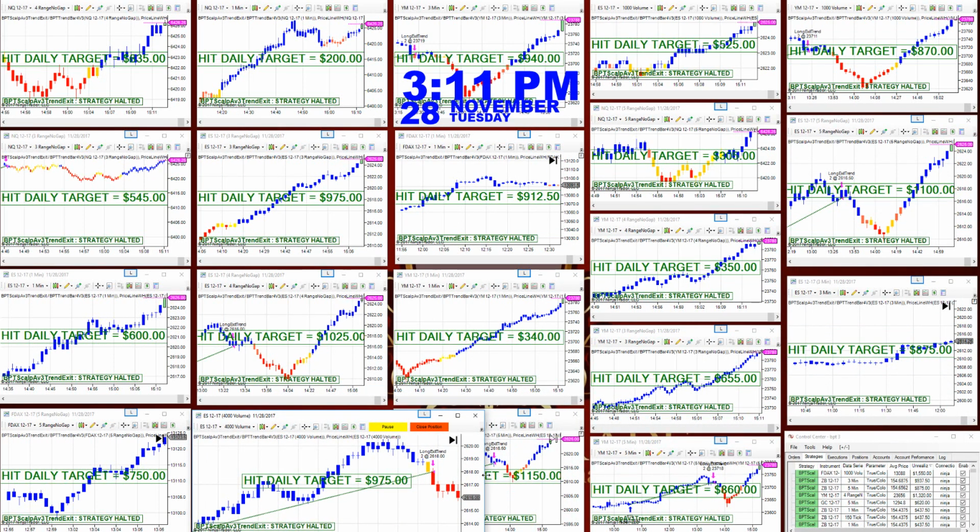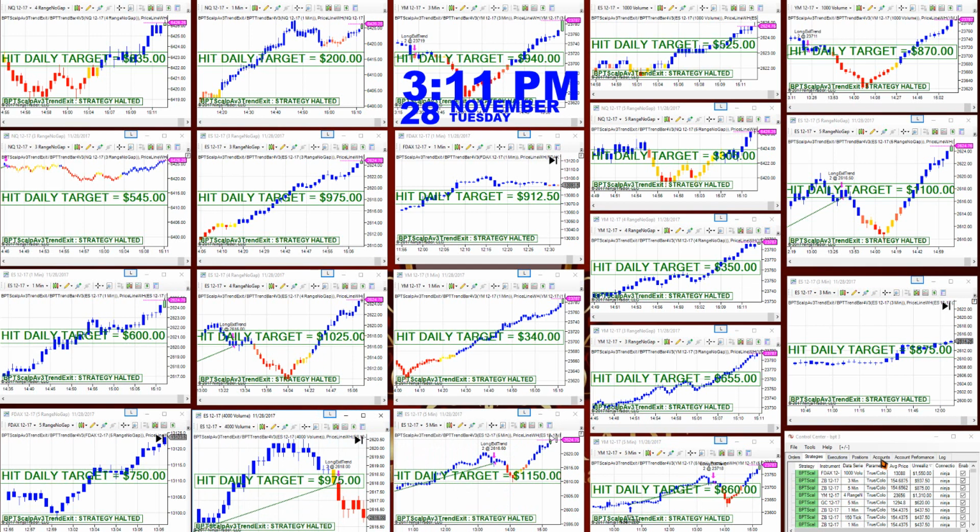Of course, we still have a lot on the side here. You can see we have the DAX on 1,000 volume. It's not over yet. We have the 30-year Treasury bond. It's not over yet, it's not closed yet. And that will close now. They can start coming in one after the other.